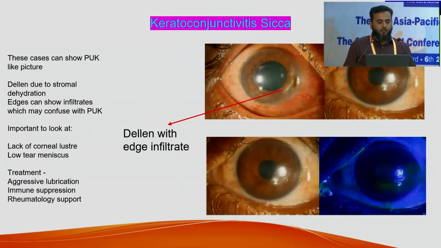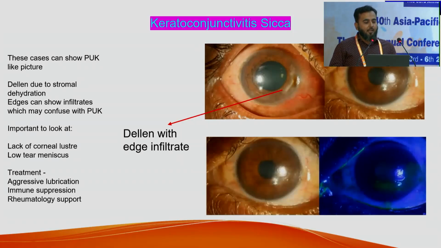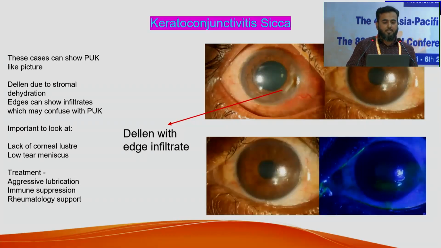There can also be another entity called keratoconjunctivitis sicca, or dry eye syndrome, where due to stromal dehydration you can get a dellen, and there can be a peripheral edge infiltrate, and then you can miss it as a PUK. One should see the loss of corneal luster and should also evaluate for the low tear meniscus in this case. Treatment will be aggressive lubrication and immunosuppression support in cross consultation with a rheumatologist.